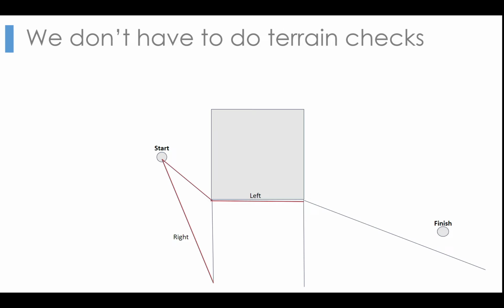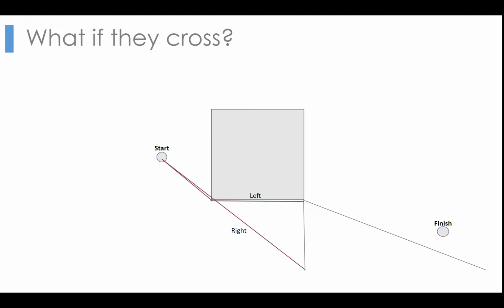And this means that we don't have to do terrain checks because we'll naturally wrap around any terrain that we may come across. Okay, so that's the left side of the funnel, but what about the right side of the funnel for this next edge? When we draw that, it actually crosses over the left side, so that the left side of the funnel is now on the right and the right side of the funnel is now on the left.